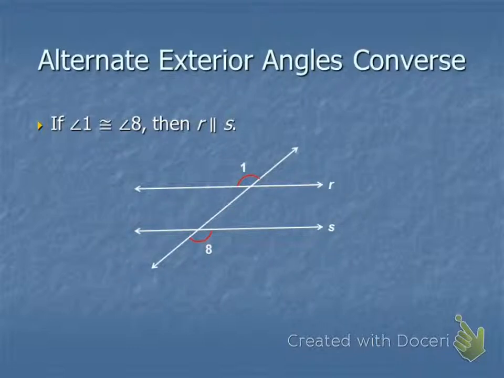Alright, third one we're going to look at is the alternate exterior angle converse. So again, last week you learned that if the two lines are parallel, the alternate exterior angles are congruent. It works in reverse. So if the alternate exterior angles are congruent, then you can say the lines are parallel.